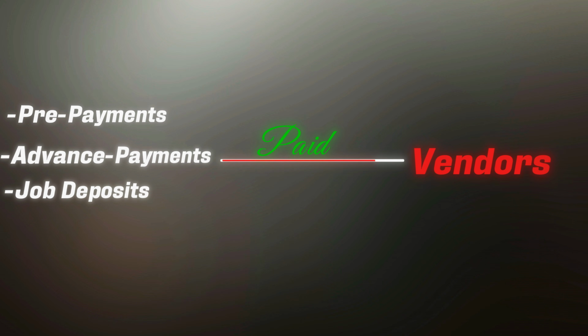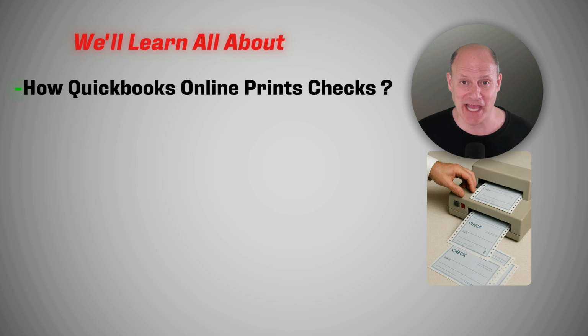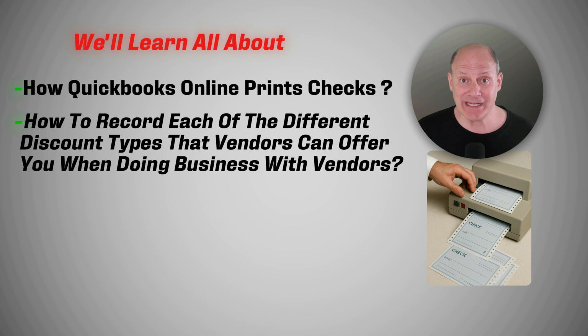We're going to learn all about prepayments, advance payments, and job deposits that you pay to your vendors so you can record them the way that you need. We'll learn all about how QuickBooks Online prints checks, and we'll also learn how to record each of the different discount types that vendors can offer you when doing business with vendors.